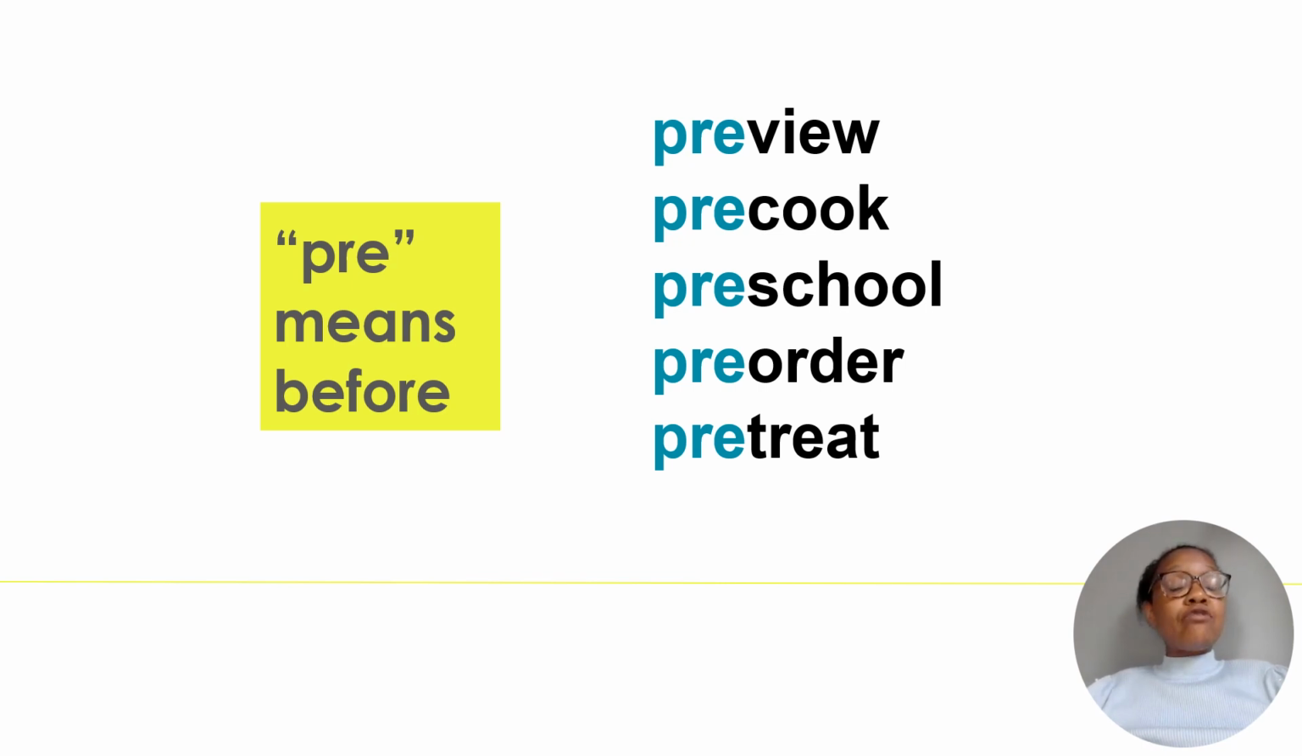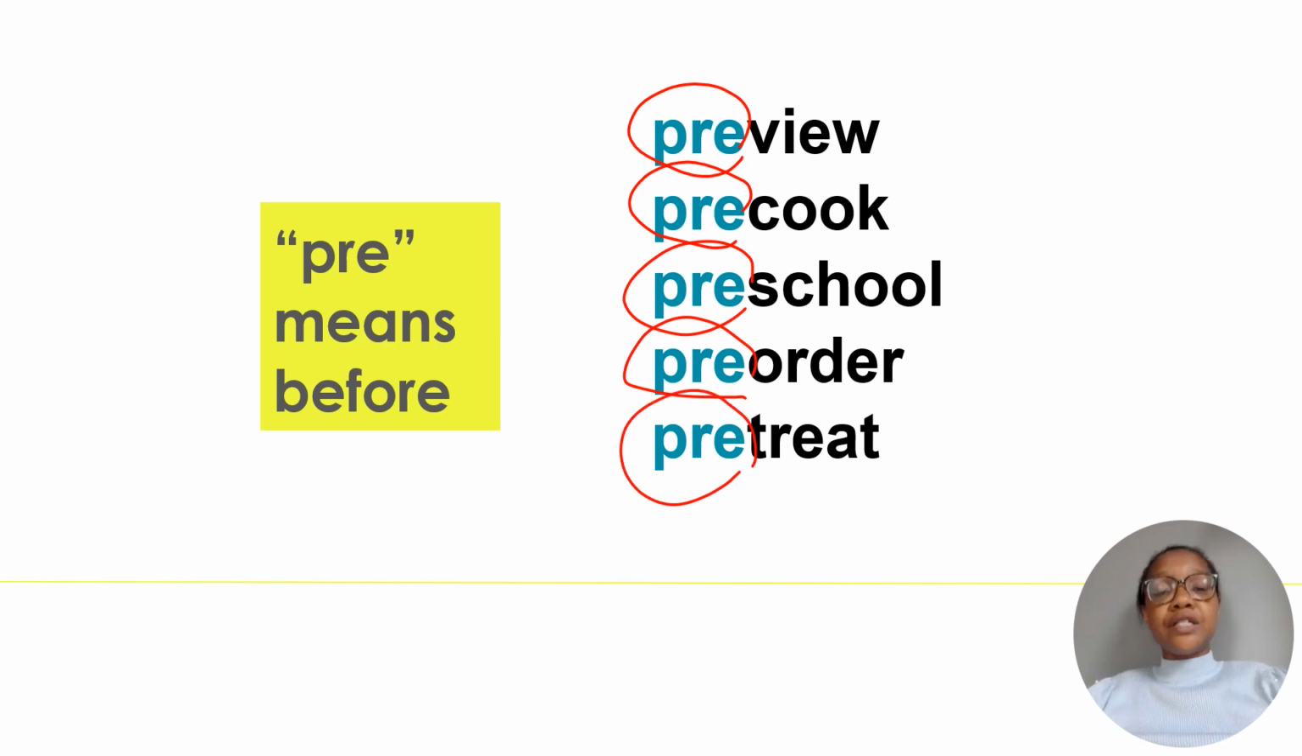Take a few minutes and write the meaning of each word that begins with pre. Let's take a look at these words. Preview, pre-cook, preschool, pre-order, pre-treat. Take your lexicons, make sure you number each word as well, and write the meaning of each word. Remember, the prefix pre means before.